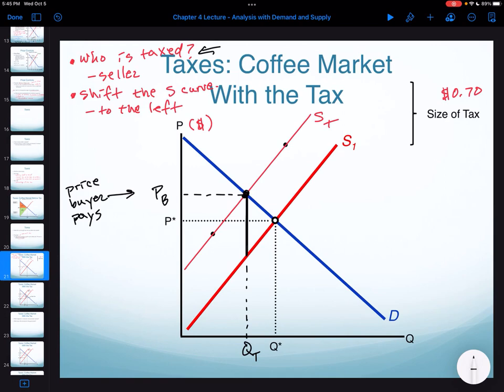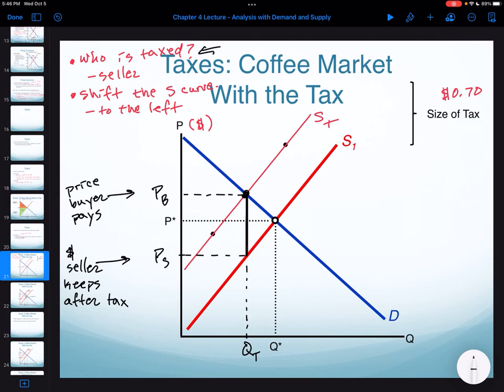So I go down, and I go ahead and I label this, okay? And this is what the seller gets to keep after they pay the tax. So this is money the seller keeps after tax, okay? So I label it with a P with a little subscript S there, okay?